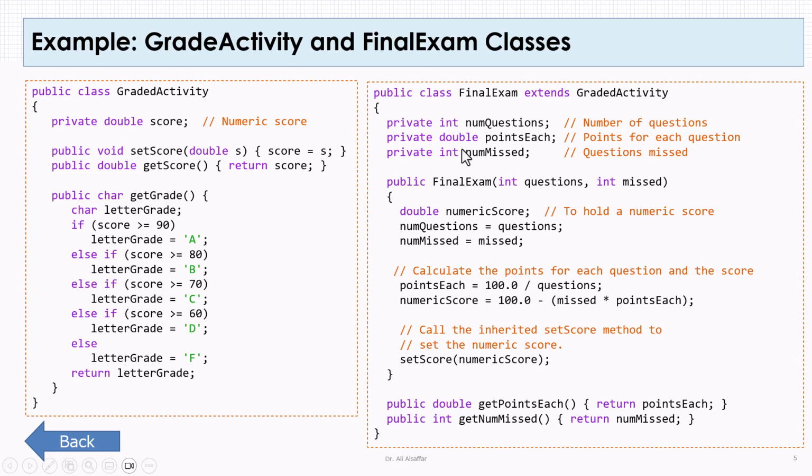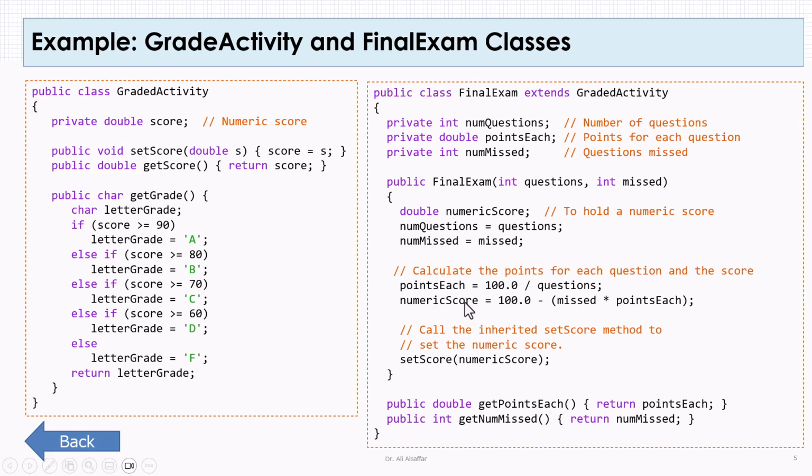It has 3 private data members, as we discussed before: number of questions, points for each question, and number of missed questions. It has the constructor that will copy the parameters number of questions and number of missed questions into the private data members, and it will calculate the score. So how does it calculate the score? First, it will divide 100 over questions. This will give us the points for each question, and then we subtract from 100 the points that are missed. Now this score is saved into a local variable inside the constructor called numeric score.